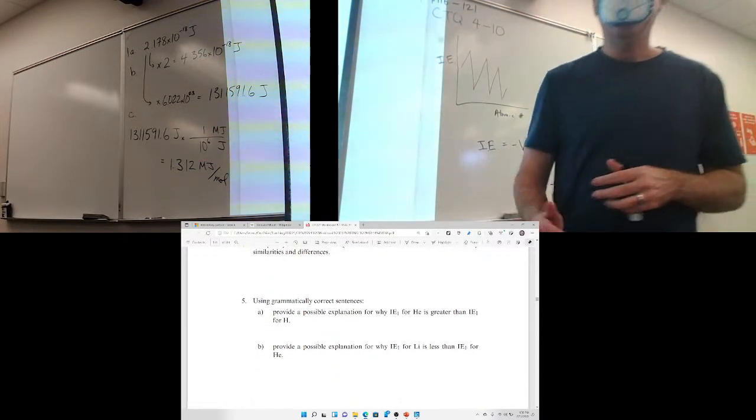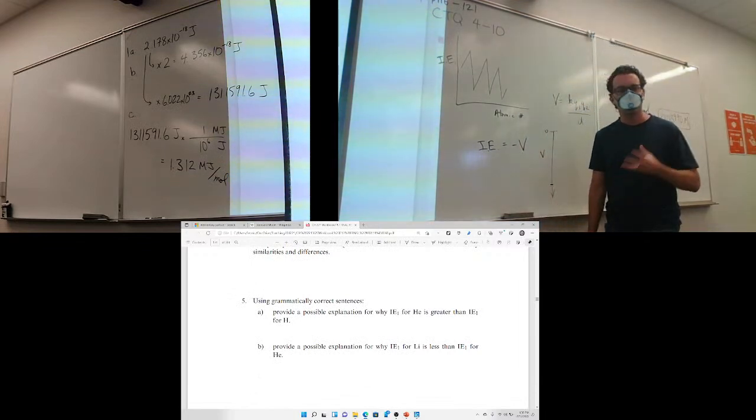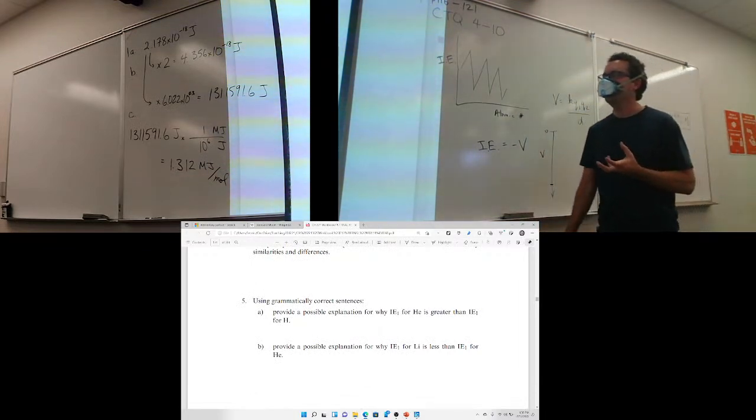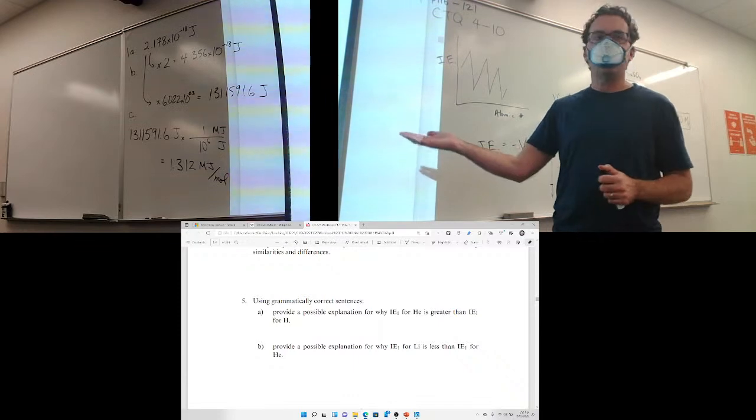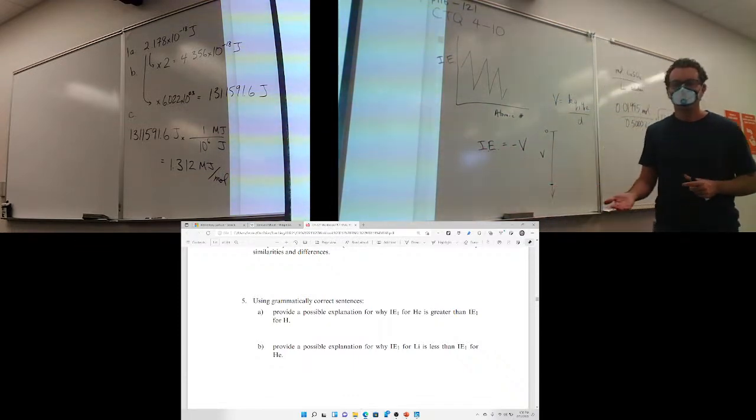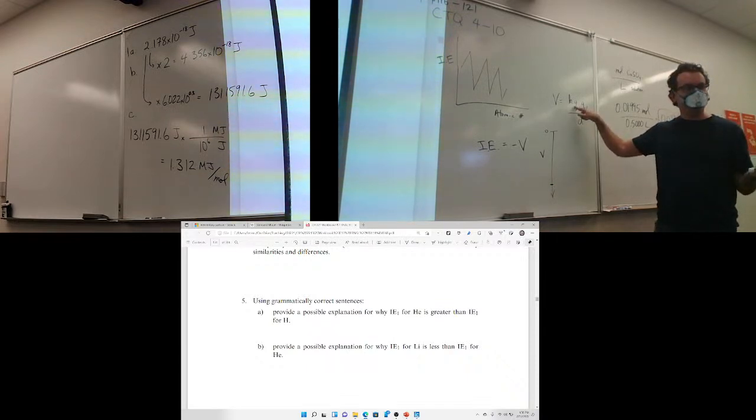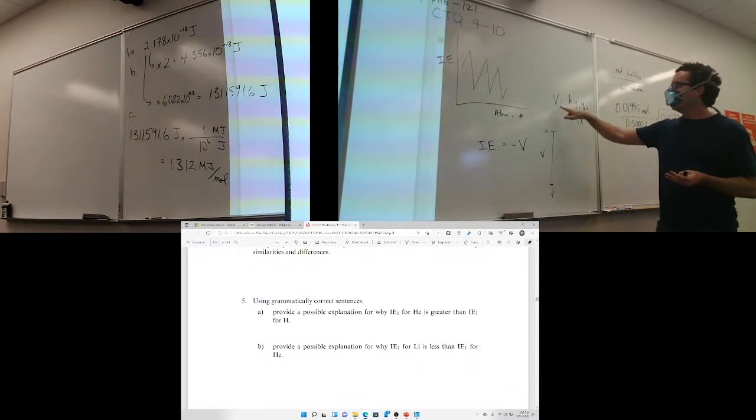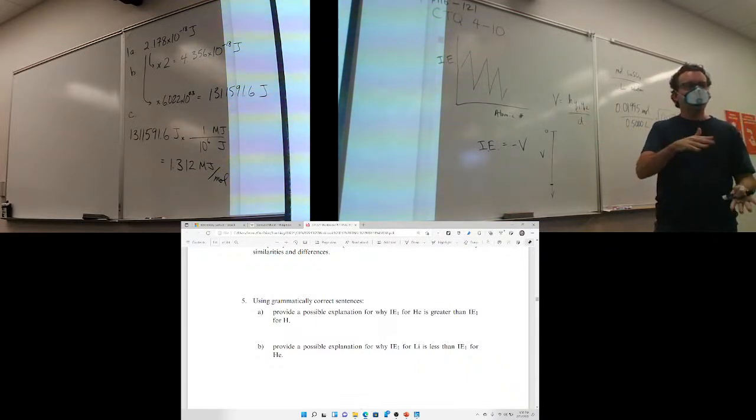And so question 5 is kind of explaining, well, let's just look at two things at a time. So why is helium's ionization energy greater than hydrogen's? We've answered this question before. Helium has a +2 at the nucleus. Hydrogen only has a +1. So helium's potential energy is lower, and therefore its ionization energy is higher, just because of the charge.